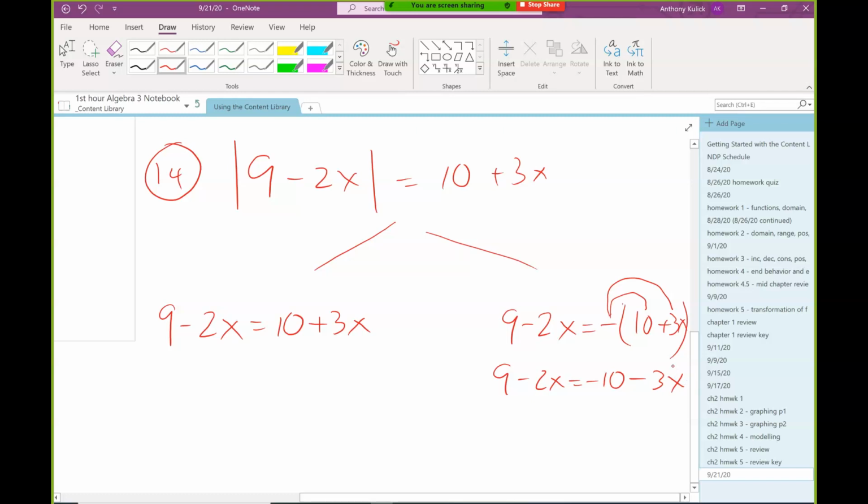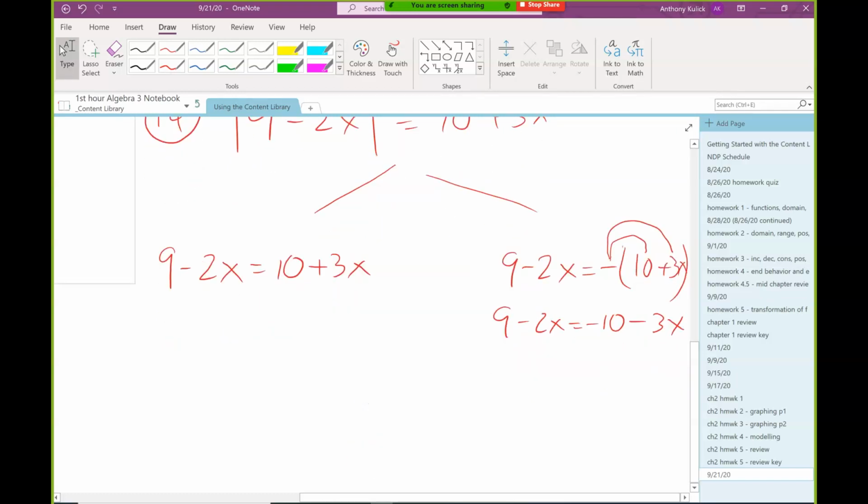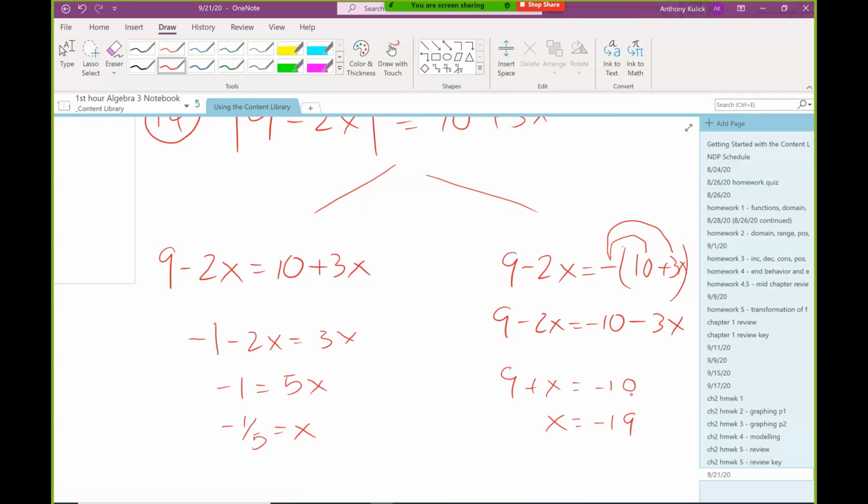Is that okay, Paradise? Okay. And now from here we can just solve as we would normally. So let's subtract 10 from both sides. And then I can add 2x to both sides. And then divide both sides by 5. And similarly over here, let's add 3x to both sides, and then subtract 9 from both sides. And we're left with this piece, or this part.